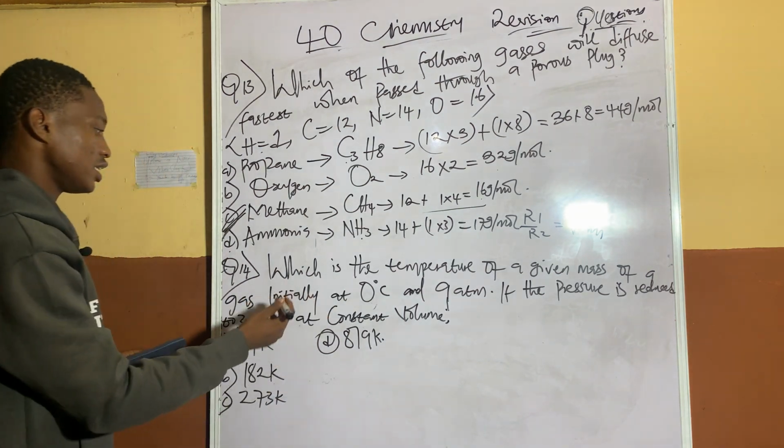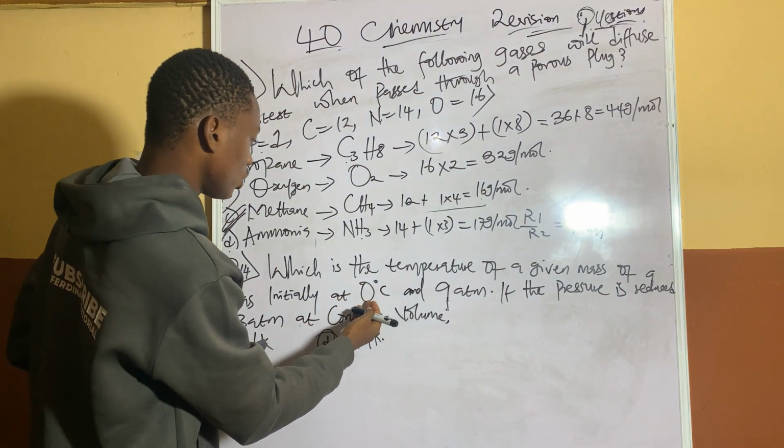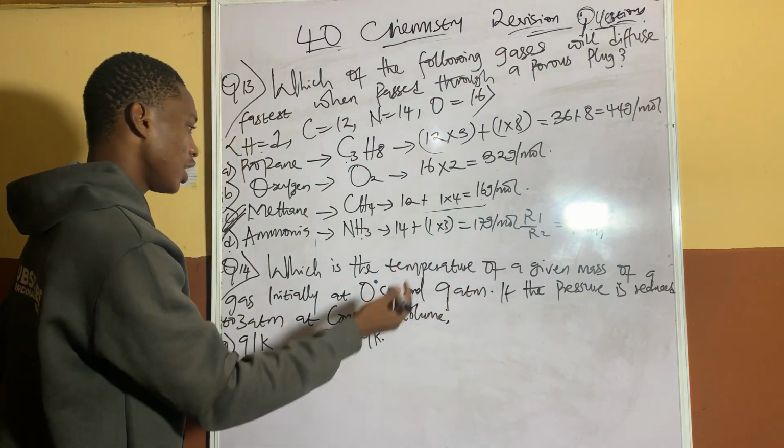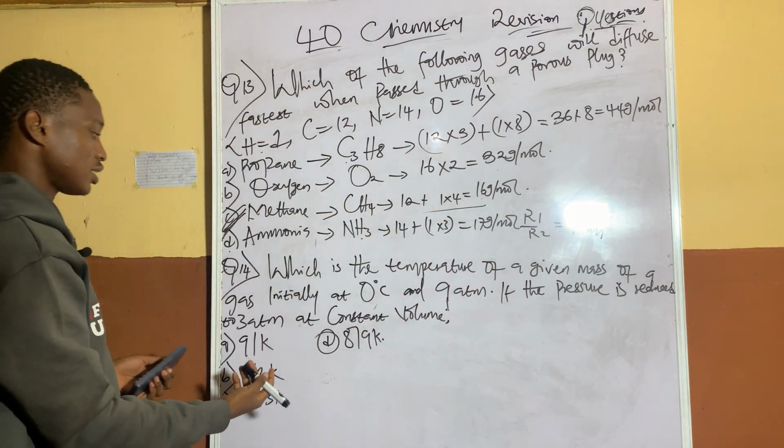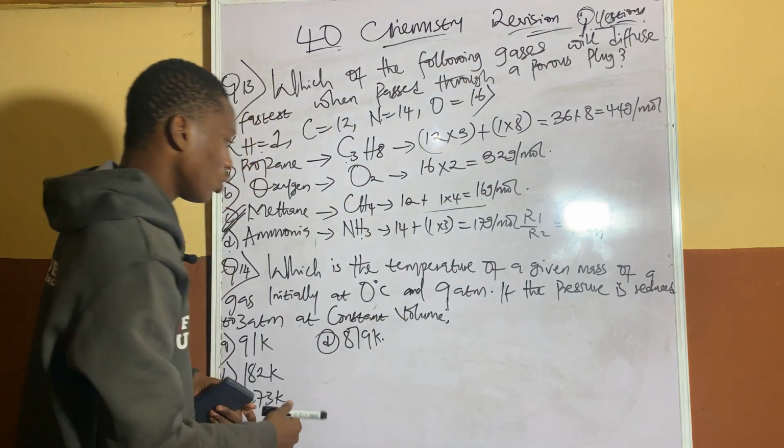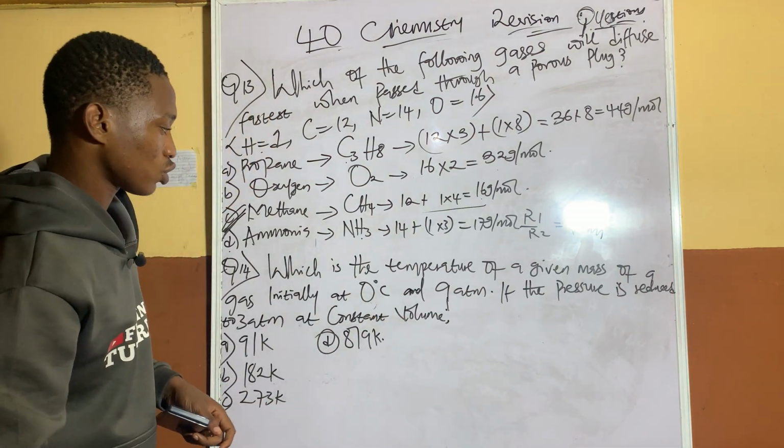So if we come to question 14, it says, what is the temperature of a given mass of gas initially at 0 degrees C at 9 atm if the pressure is reduced to 3 atm at constant volume? Okay, so they're asking us for temperature 2.